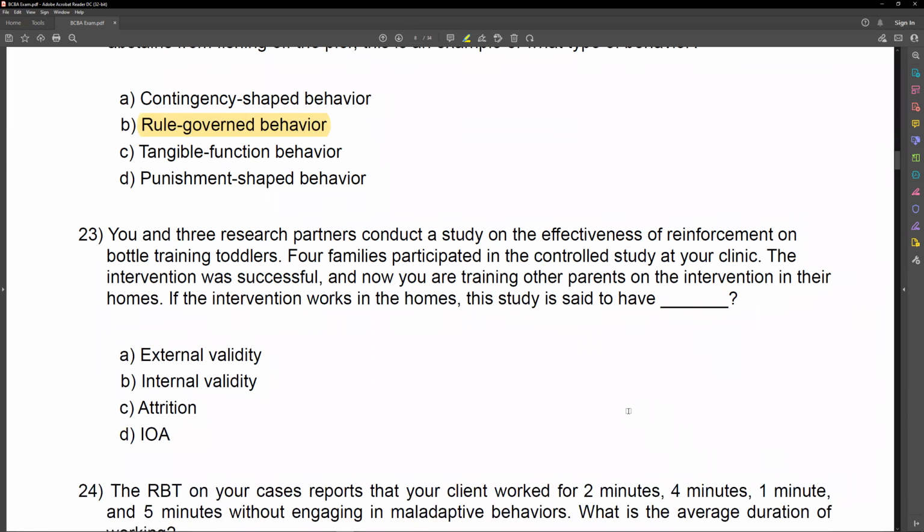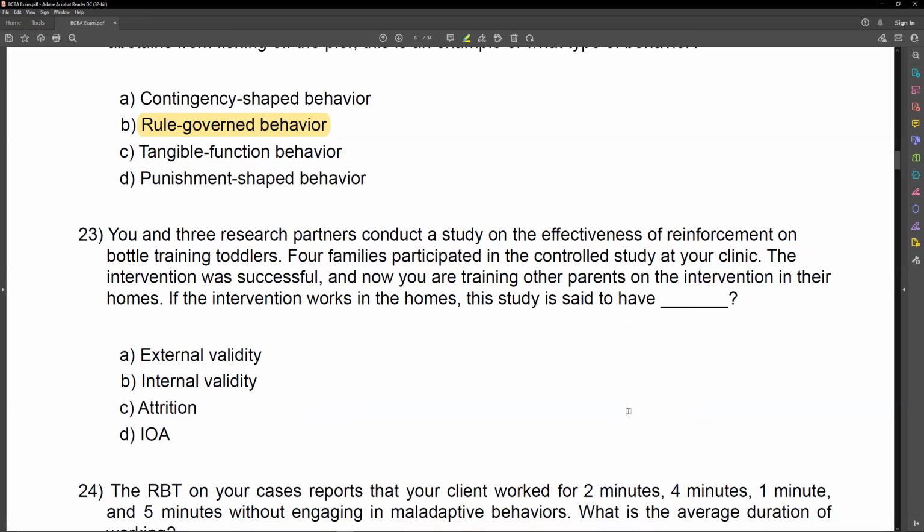23, you and 3 research partners conduct a study on the effectiveness of reinforcement on bottle training toddlers. 4 families participated in the controlled study at your clinic. The intervention was successful, and now you're training other parents on the intervention in their homes. If the intervention works in the homes, the study is said to have what?